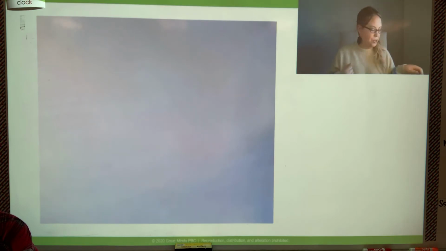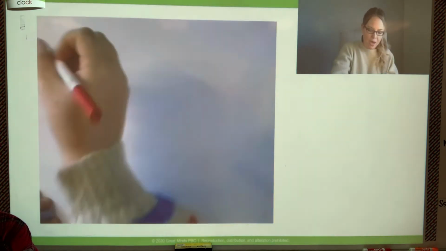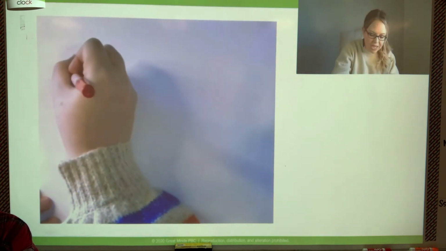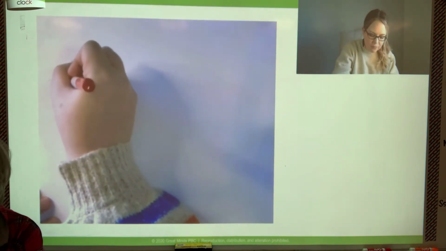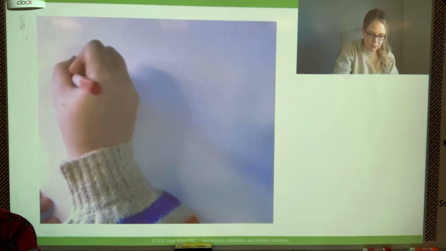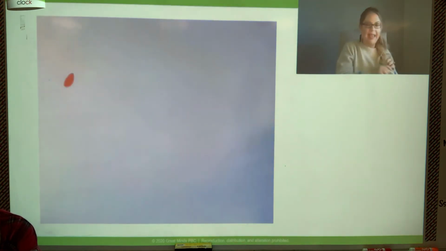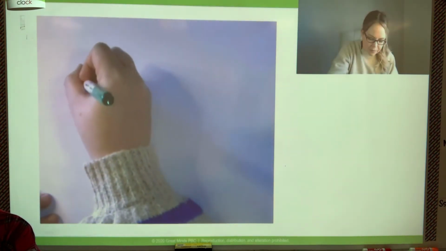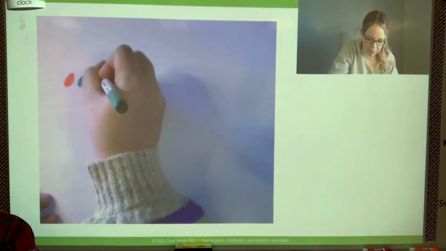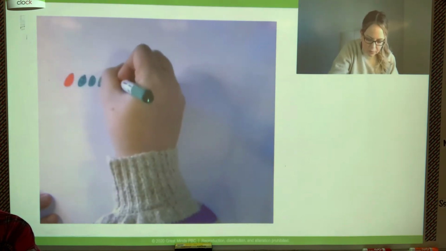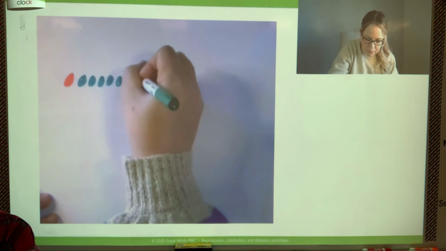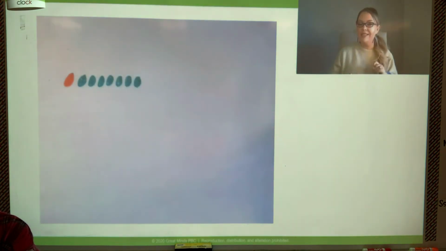I am going to draw 1 red jelly bean, and then I'm going to make 7 green jelly beans. Now let's use this drawing to make a number sentence. We'll use my drawing first.